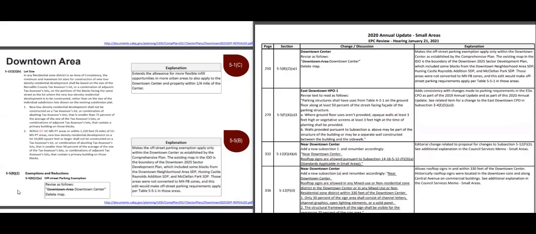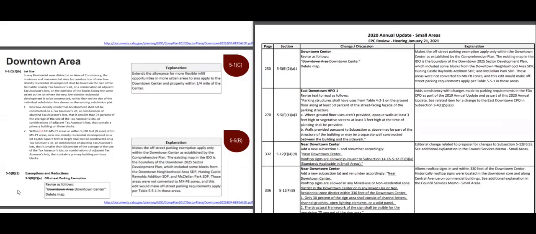And so what this change does is it makes off-street parking exemption only applicable within the downtown center, which is intended to be the most dense portion of the city. The existing map in the IDO shows the boundary of the downtown 2025 sector plan. And so some blocks from the downtown neighborhood area sector plan, the Huning Castle Reynolds Addition sector plan, and McClellan Park sector plan were included in that previous downtown 2025 sector plan.